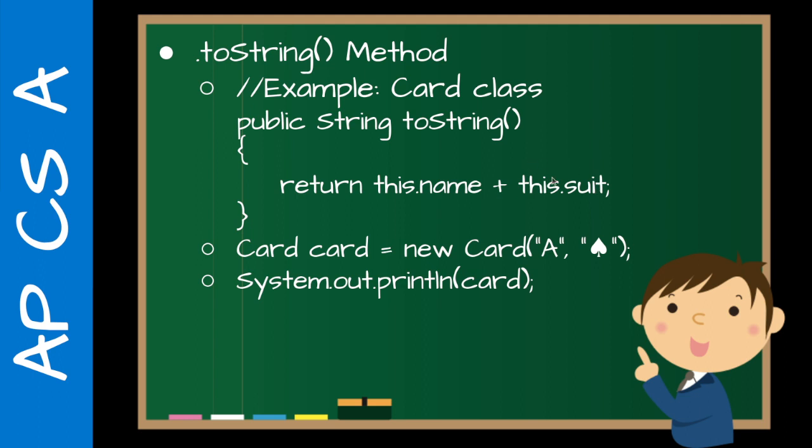So for example, back to my card class, public string toString, return this.name plus this.suit. So my constructor, card equals new card, and it's the ace of spades. You can probably guess why I chose that one. And then if I do system.out.println card, you'll see an A and a spade on the screen. So yeah, you need to know that.